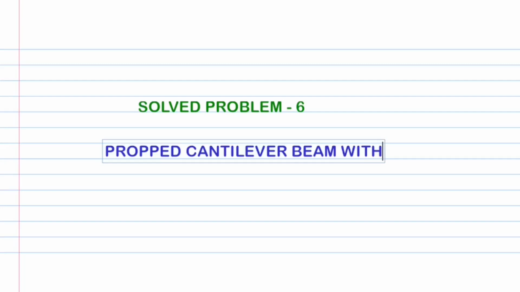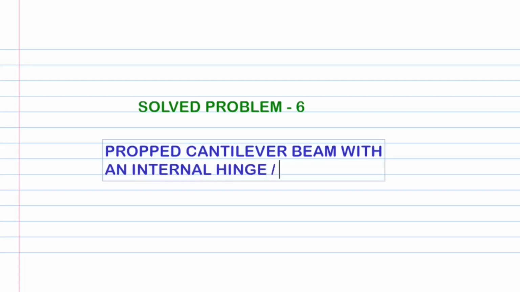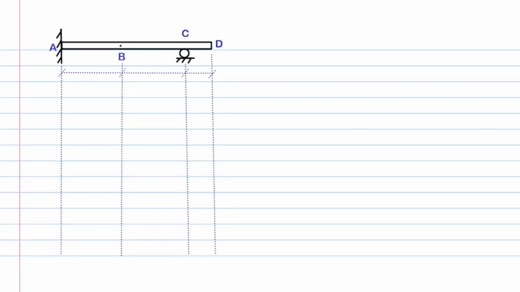Welcome back. In this lecture, we shall solve an example of a propped cantilever beam with an internal hinge for the analysis of shear force and bending moment at various sections along the beam length. We draw a propped cantilever beam with the left end fixed and a roller support at some distance inwards from the free end. Let's label the key points as A, B, C, and D respectively.